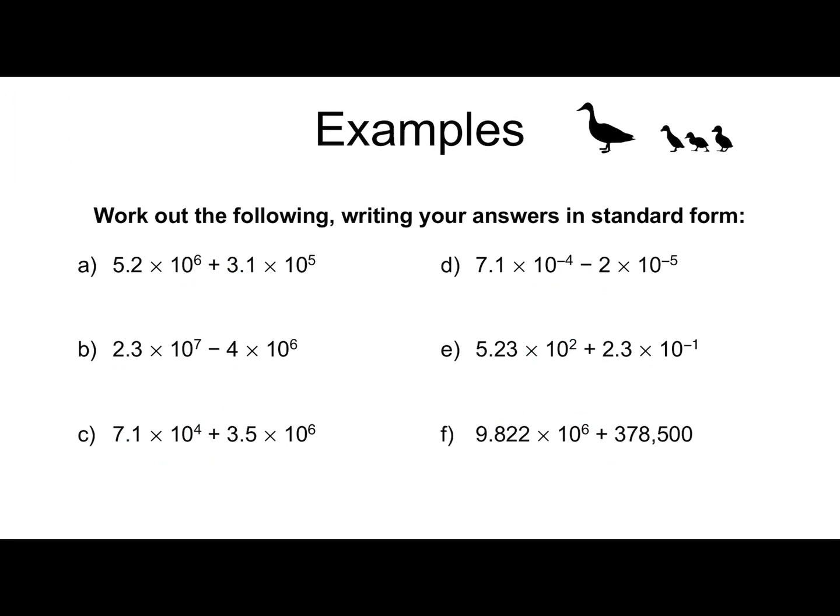The question is what happens when the powers of 10 are not the same, like we have here? 5.2 times 10 to the 6 is a number in standard form, plus 3.1 times 10 to the 5. What you can't do here, you can't add these numbers up. You can't do 5.2 plus 3.1 and get 8.3 times 10 to the what? What is 10 to the 6 plus 10 to the 5? You can't do it, okay? You cannot do that. Doesn't make sense.